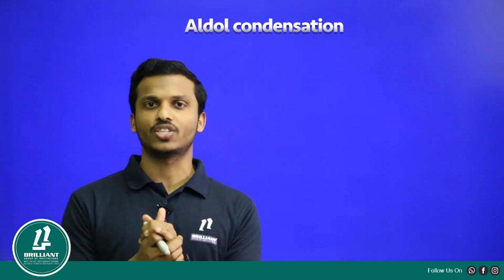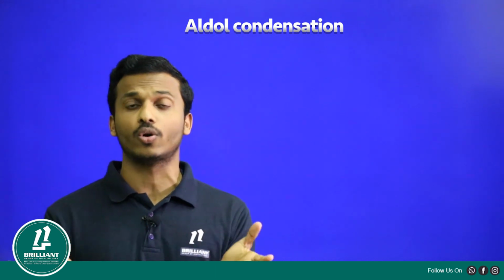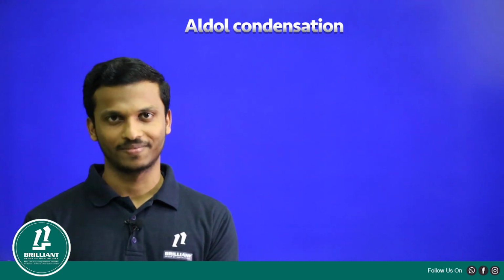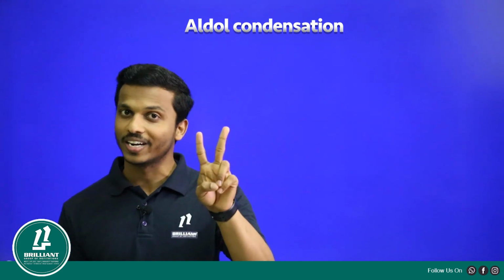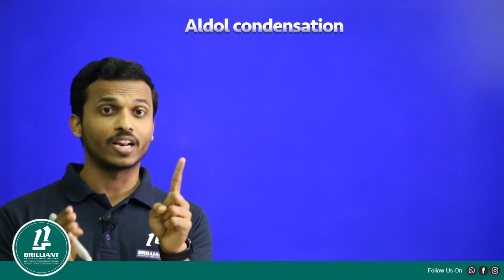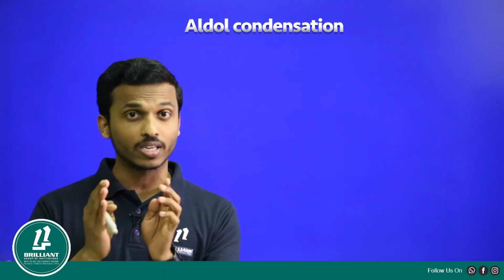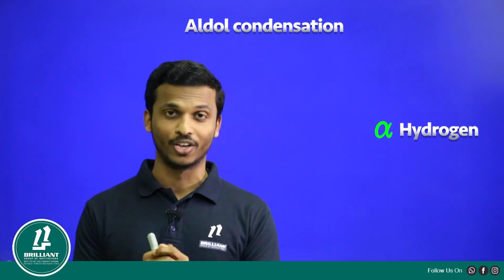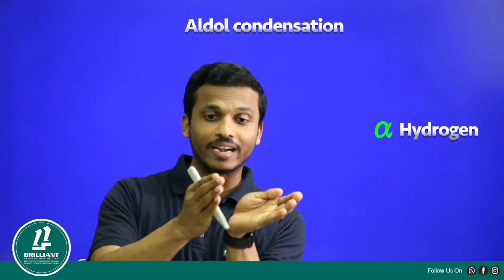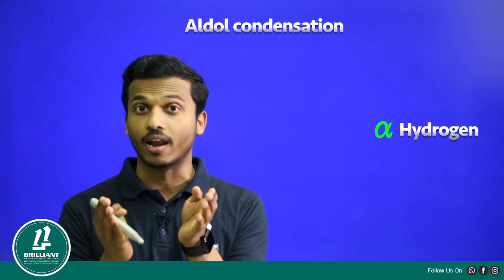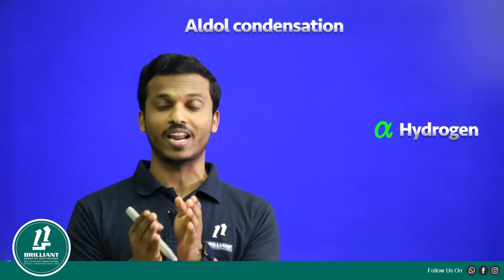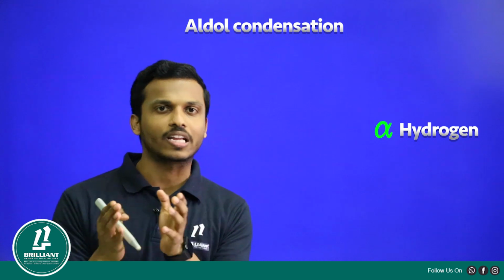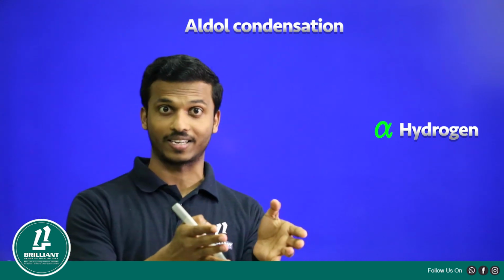In aldol condensation, not all aldehydes and ketones can undergo the reaction. Some particular conditions are required. Mainly two conditions. First, the reacting aldehydes and ketones must contain at least one alpha hydrogen. What is alpha hydrogen? The carbon directly attached to the main functional group is said to be the alpha carbon. The alpha carbon's hydrogen is said to be alpha hydrogen. So, alpha hydrogen containing aldehydes and ketones can react.